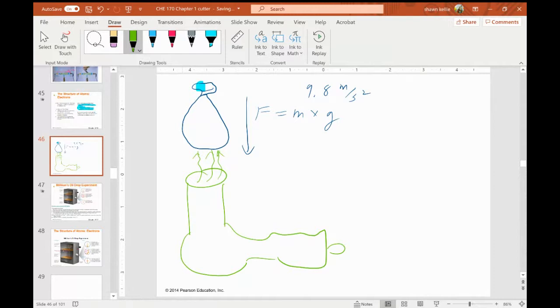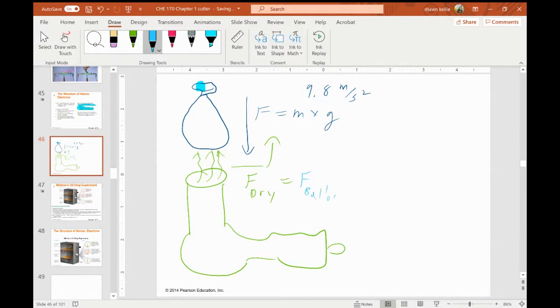Well, in order to get that balloon to hover, what force must my hairdryer be exerting? It has to counterbalance the force of gravity, right? Yeah, absolutely. It has to be equal to the force of the falling balloon. The force of my hairdryer has to be equal to the force of my balloon.